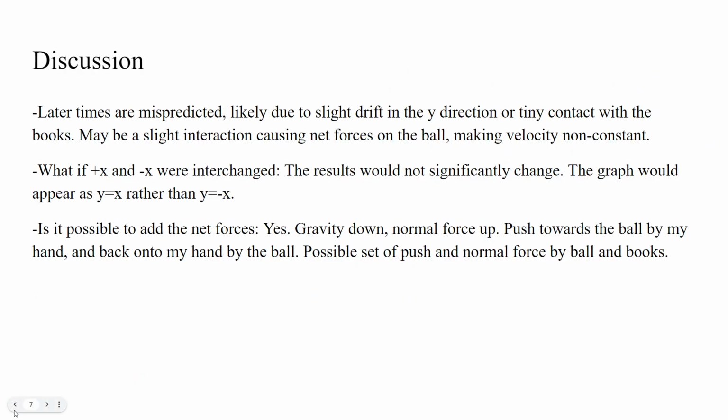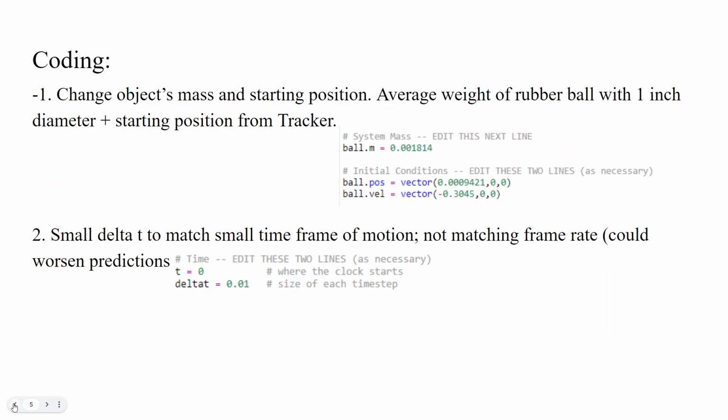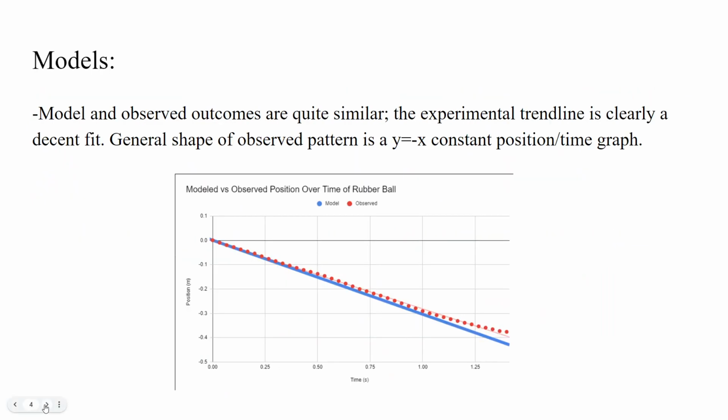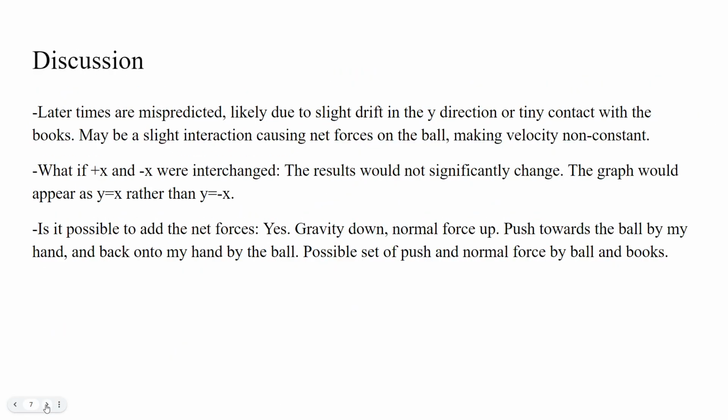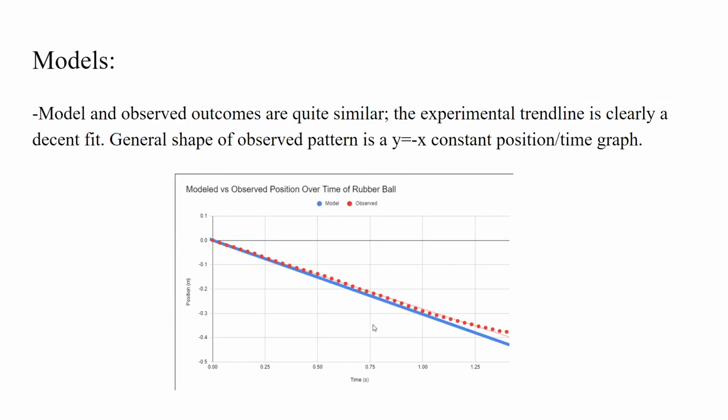The later times could have been mispredicted, likely due to the ball drifting slightly in the y direction or small contact that the ball could have made with the books. So slight interactions might have been causing net force on the ball, making velocity not entirely constant at the end there. But like I said, it's not going to completely match the model. If positive x and negative x were interchanged, the results would not significantly change. The graph would just appear as y equals x rather than y equals negative x. It would just go up this way instead.